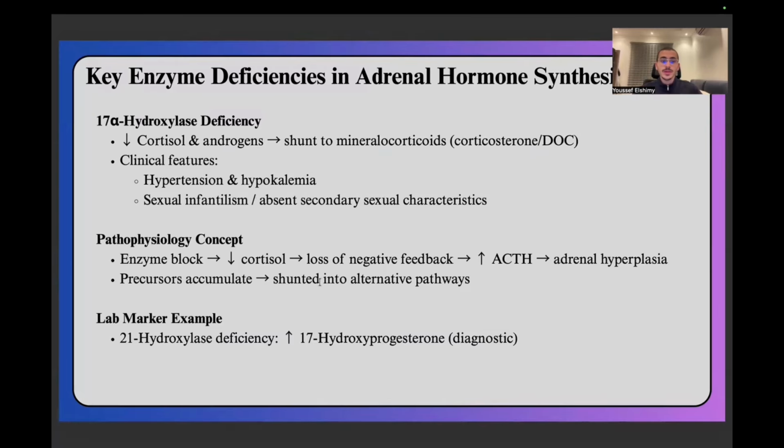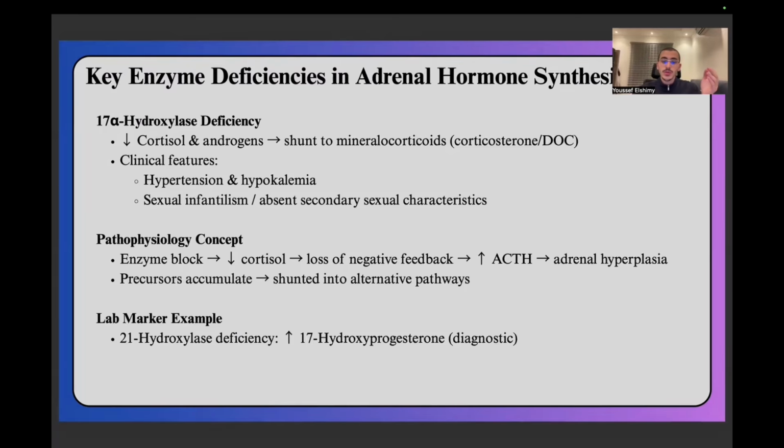So just to review the pathophysiology concept, basically you have a defect in an enzyme, and this defect would lead to decreased cortisol secretion. And if there is decreased cortisol secretion, there would be loss of negative feedback. So nothing is inhibiting the pituitary. The pituitary is going to increase the production of ACTH, and this would cause adrenal hyperplasia, as well as accumulation of the precursors that are before this enzyme. This is the enzyme that gets blocked. The precursors accumulate, so this could be used to diagnose conditions.